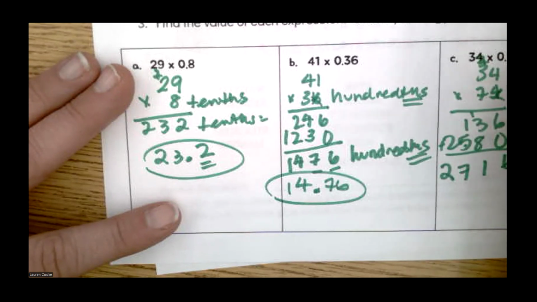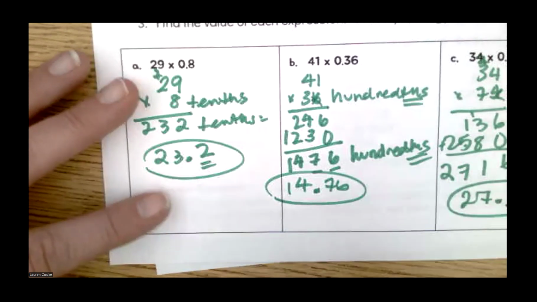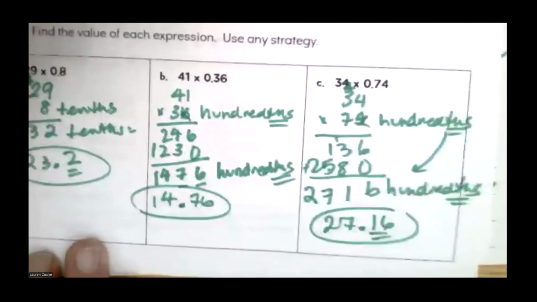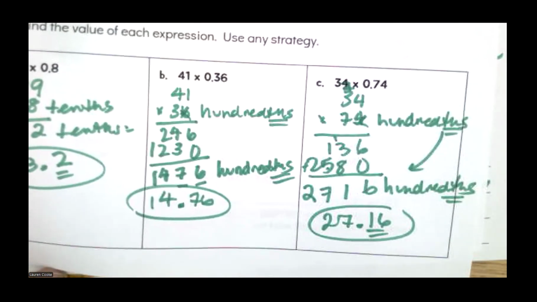7, 2, and then this 74 is in the hundredths place. So that has to be in my answer as well. And it would be this. Okay. So I should see this or this corrected on your paper with the pen.